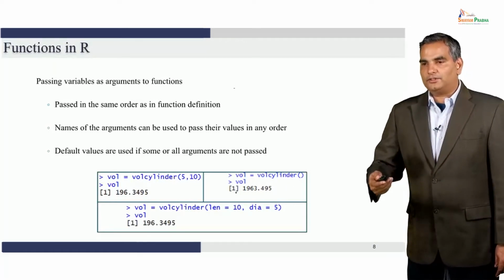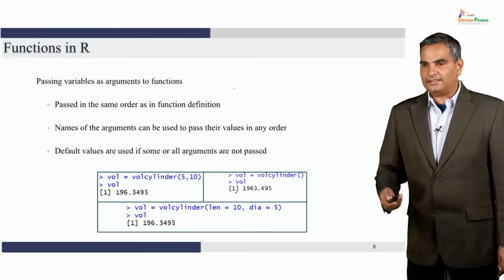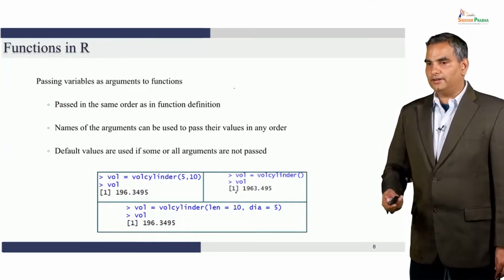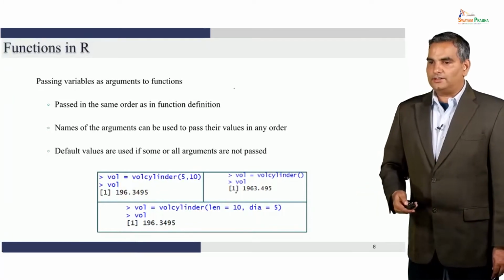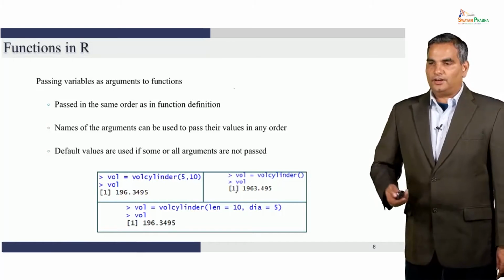Now let's see what happens if we access this function without the arguments. On the right hand side I have volume is volume cylinder. Now the answer is 1963.495. It still computes a volume of cylinder without any arguments.